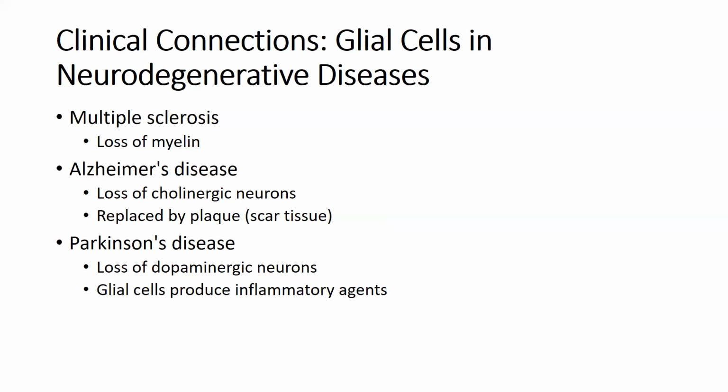So again, we see here that these glial cells are trying to help the situation. They sense that there's a loss of certain neurons, and then they produce inflammatory agents, which really makes the patient worse. Right? So the progression of both Alzheimer's and Parkinson's is directly related to the function of glial cells.